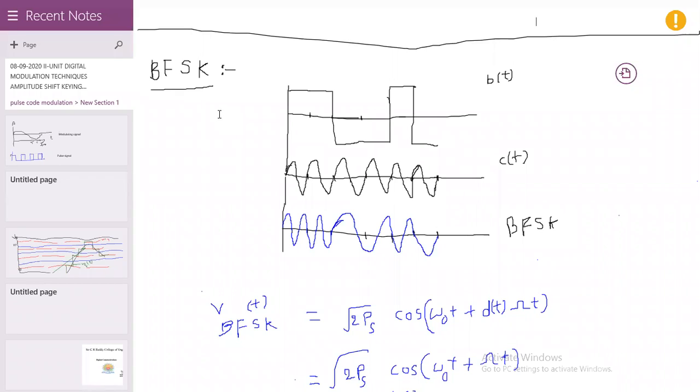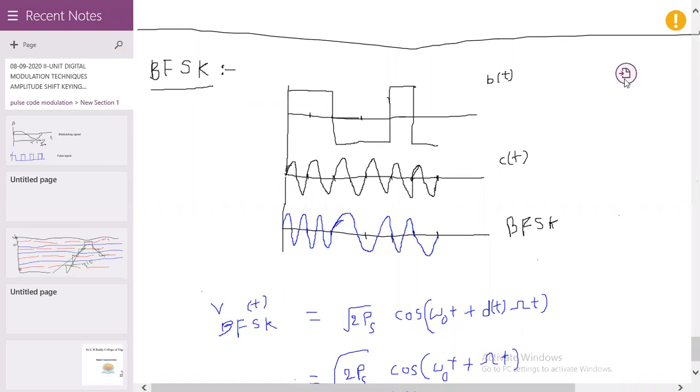Once again, I will repeat the definition for BFSK. Frequency shift keying: the frequency of the carrier signal is shifted according to the data signal. The data signal is in digital form. It consists of ones and zeros. So here I have drawn the waveforms.